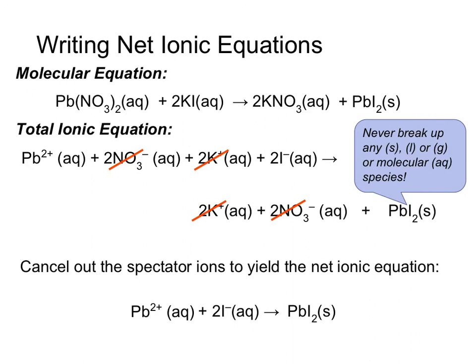And so to write out our net ionic equation, we cross them right out. We don't even consider them in our net ionic equation. And so we'll cancel out our spectator ions to then yield lead 2 plus aqueous plus 2 I minus aqueous, giving us our lead iodide precipitate. And that now finally is the net ionic equation.